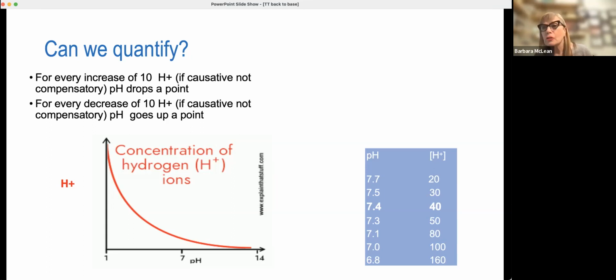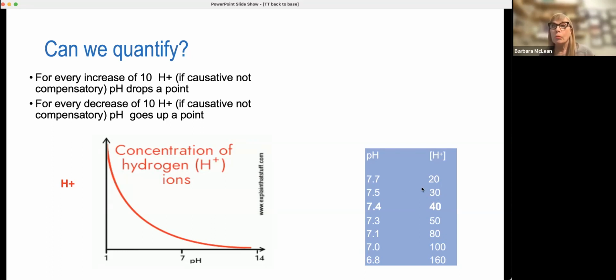Now, nobody's asking you to do math or memorize. All I want you to remember is that for every 10-fold increase in hydrogen ion, and that's in terms of the millimoles, your pH will go down. For every 10-fold decrease in your hydrogen ion, your pH will go up.